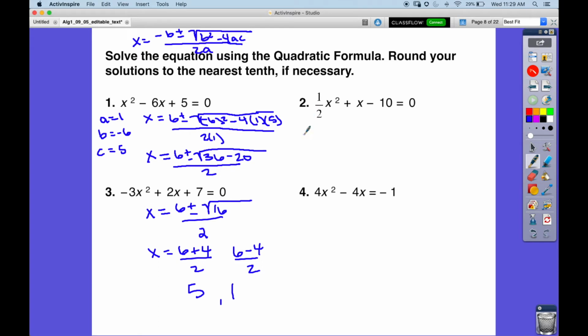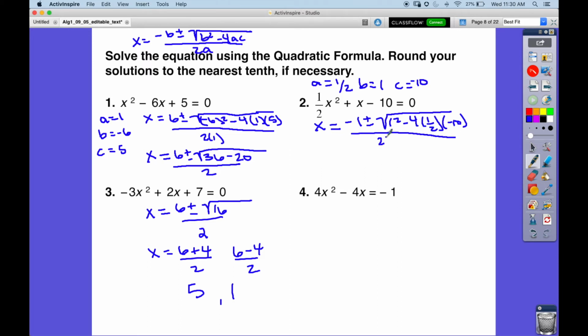So this one we're going to have to use a calculator for, so have one ready. A is 1/2, B is 1, and C is 10. Oops, -10. Okay, so X equals the opposite of B plus or minus the square root of B squared minus 4 times 1/2 times -10 all over 2 times 1/2.